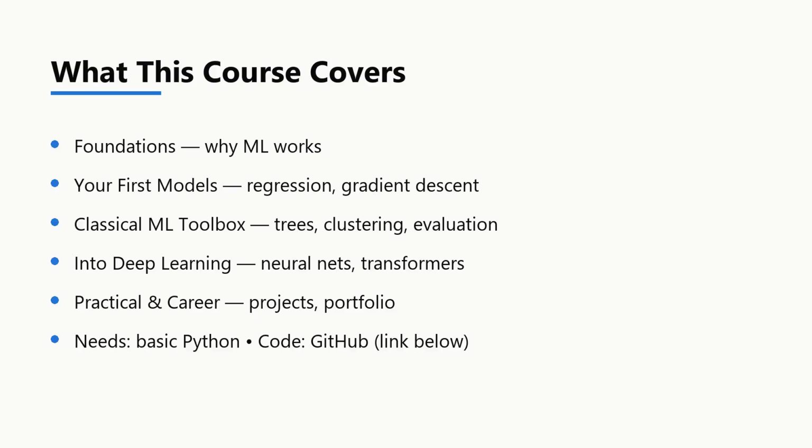Here's what this course actually covers. We'll start with the foundations, what machine learning really is and why it works. Then we'll build your first models by hand, from linear regression to gradient descent. After that, we move into the classical ML toolbox, decision trees, clustering, and how to actually evaluate a model properly. From there we go deep, literally, into neural networks, backpropagation, and transformers. And we'll close with practical, career-focused lessons, reading papers, building a portfolio project, and avoiding the mistakes beginners make most often.